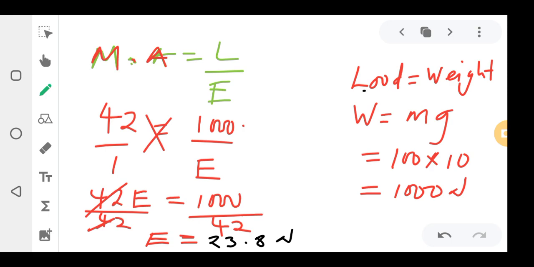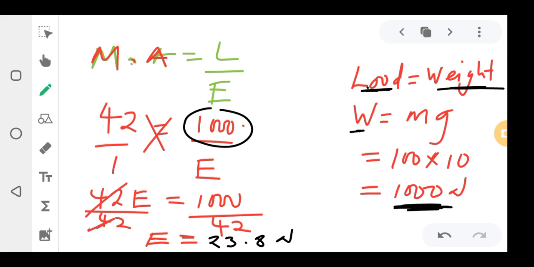I said the load is the same as the weight. So weight is equal to mg. The one that you are seeing here is the load, that's why I put it on load here. 1000 on top on the load, because the weight is the same as the load. Load is the same as weight.